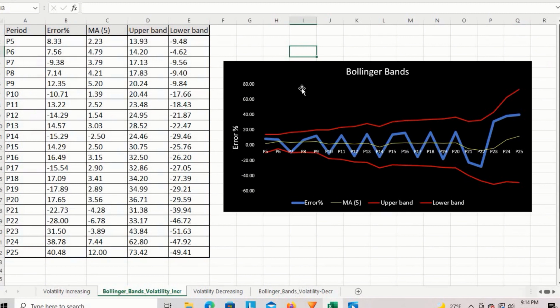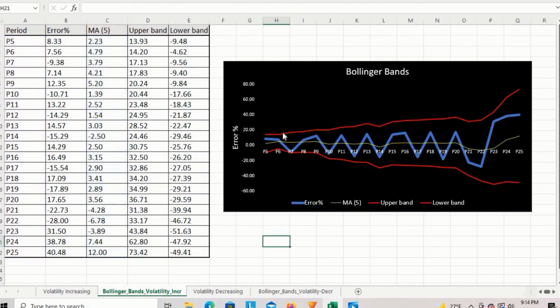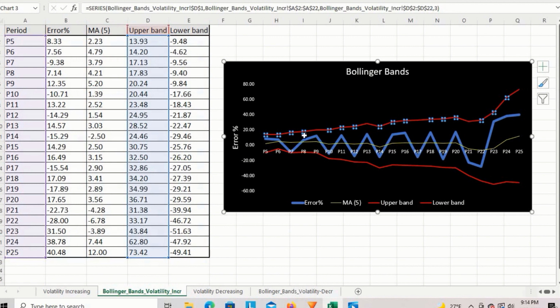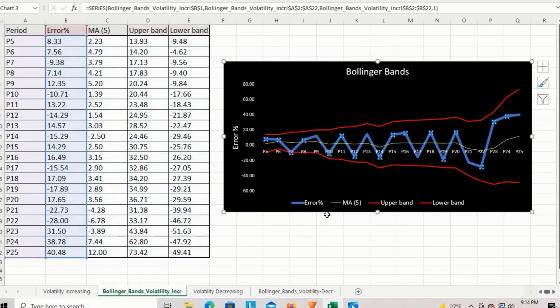Okay, you see in this screen, this yellow line is basically the moving average, and the 2 red lines, the top one is the upper band and the lower one is the lower band, which you calculated using average plus 2 sigma and average minus 2 sigma. And this blue line is basically our forecast error percentage.